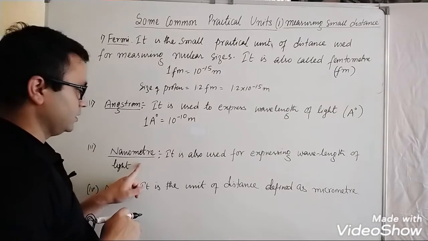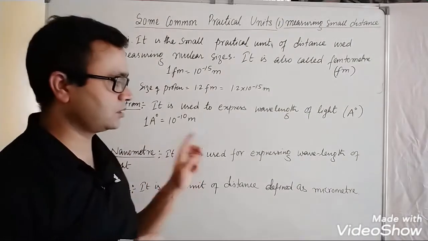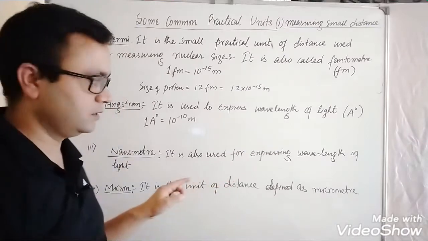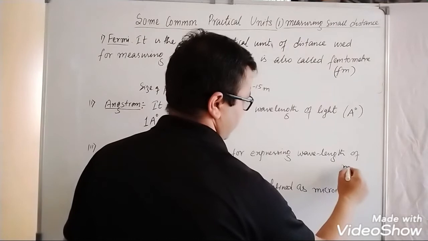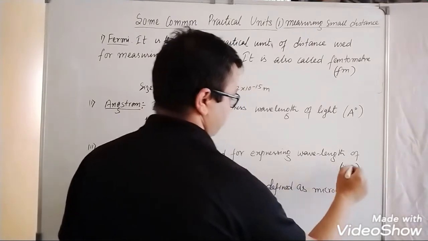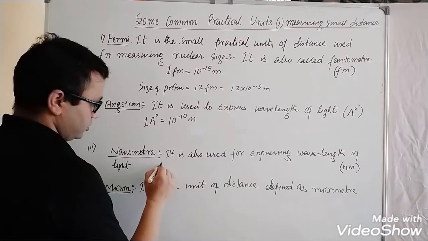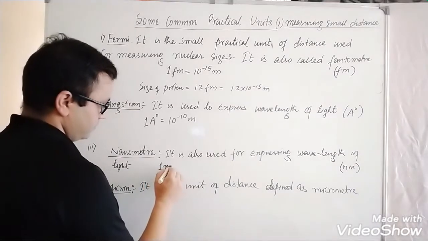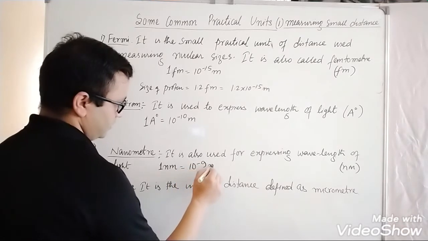Next is the nanometer. Nanometer is also used for expressing wavelength of light. It is represented by small letter n, small letter m. So 1 nanometer, nm, equals 10 to the power minus 9 meter.